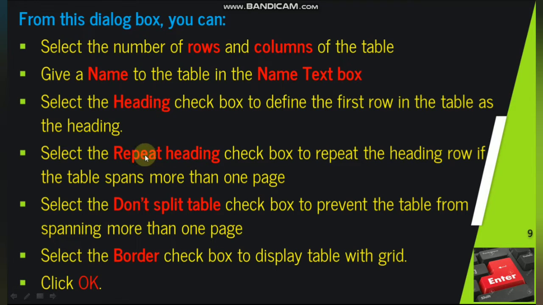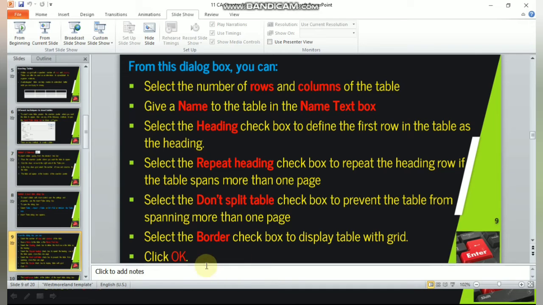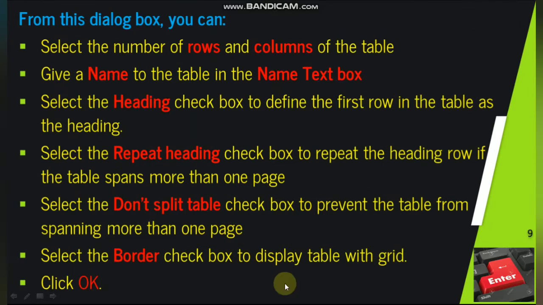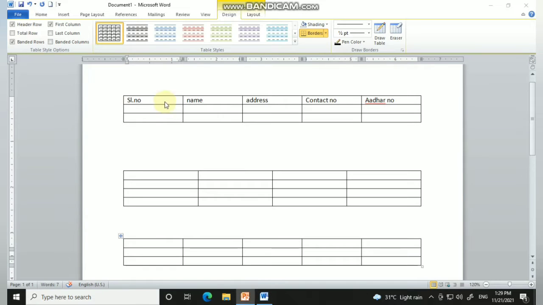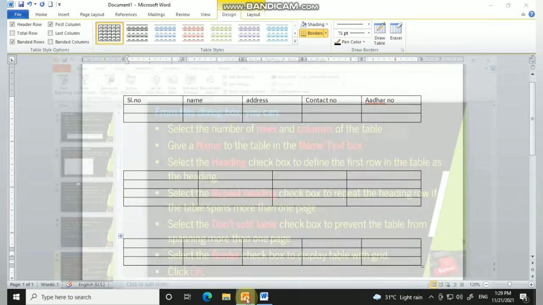For example, in the first page you will have a heading like this: serial number, name, address, contact number, Aadhaar number. If this table is too long and it goes to the second page, and you check the repeat heading checkbox, the first row heading will be repeated on the second page also. So that is the use of it.